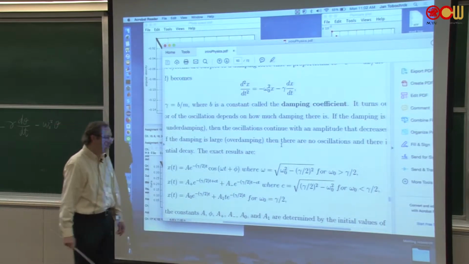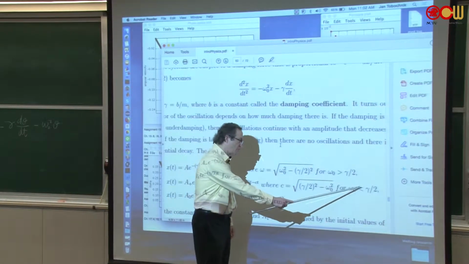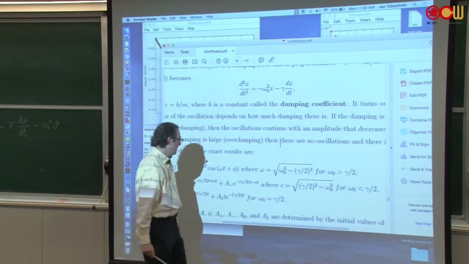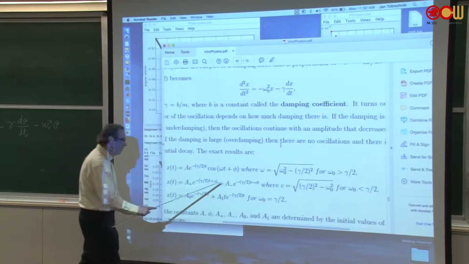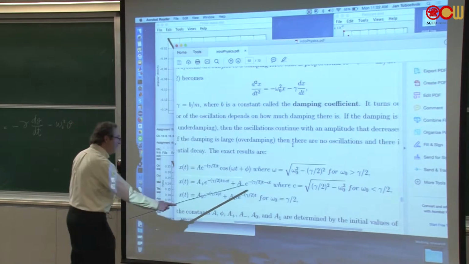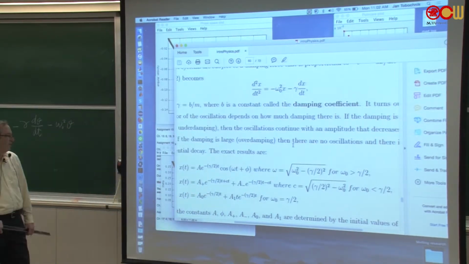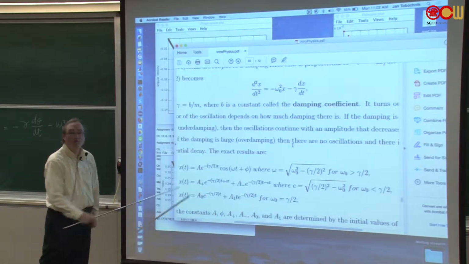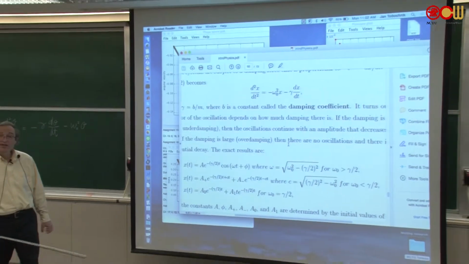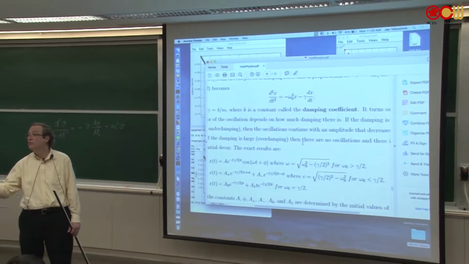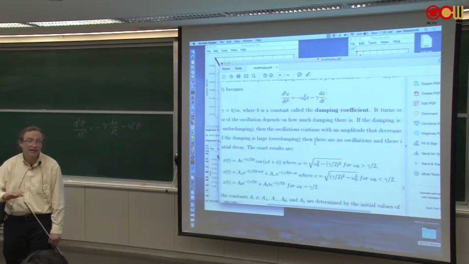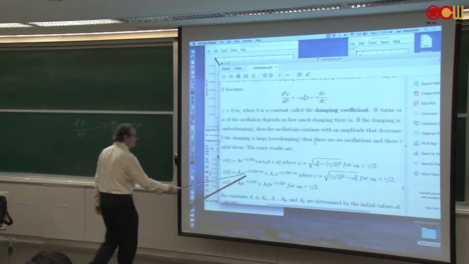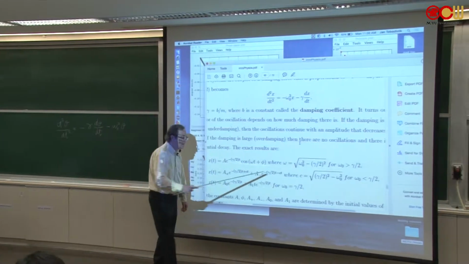The other possibility is the reverse, where omega 0 is less than that, and you get this solution. All right? And this is what's called over-damping. So it turns out there are two exponential solutions, and you add them together. And that's called over-damping. There are no oscillations in here.